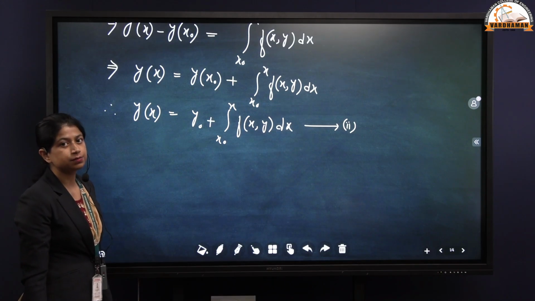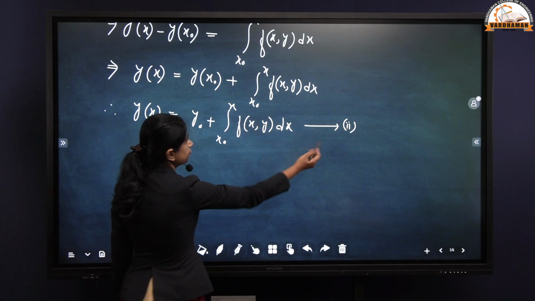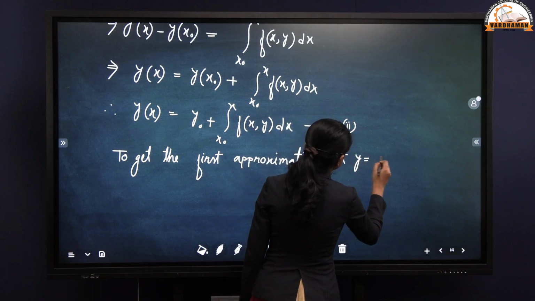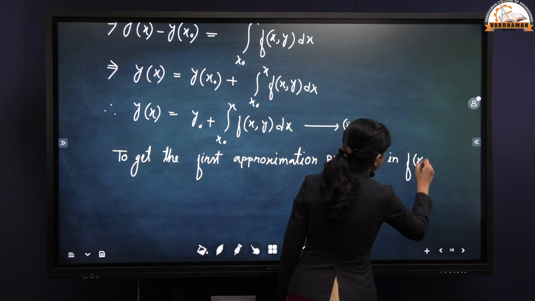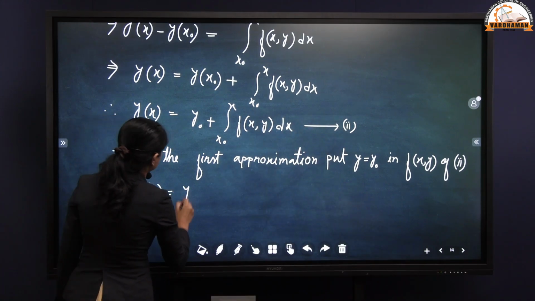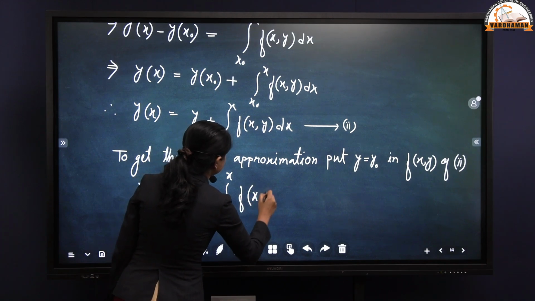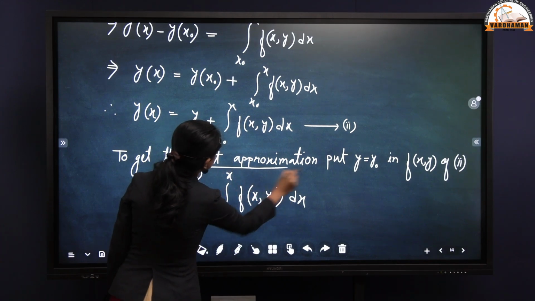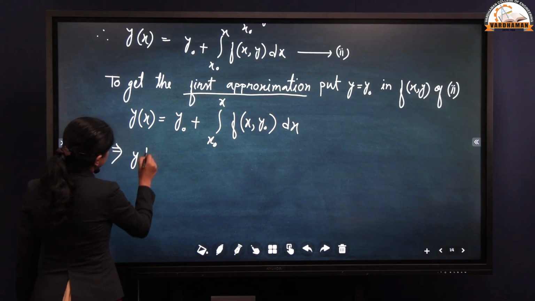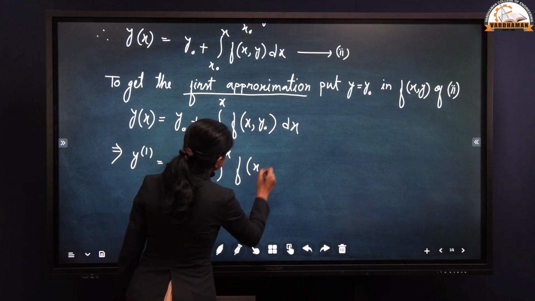To get the first approximation, what we will do? We will put y equal to y naught in f of x, y of equation number 2. We will get y of x is equal to y naught plus integration x naught to x f of x comma y naught dx. So this is the first approximation. This first approximation you can write as y1 is equal to y naught plus integration x naught to x f of x comma y naught dx.